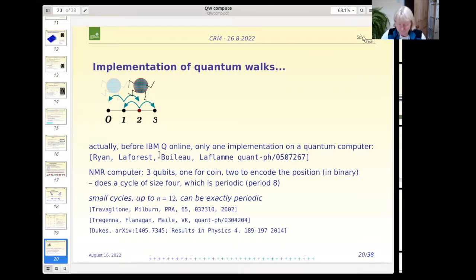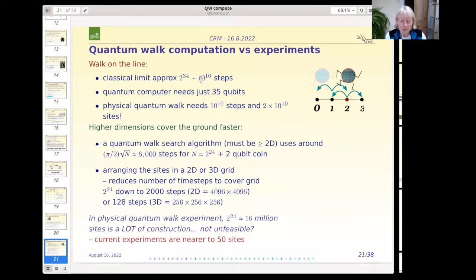So let's look, if we're building bigger quantum computers or bigger quantum walk experiments, let's compare quantum and classical. This is the ultimate test of have we got a useful quantum walk implementation from the point of view of building a computer. So if we do a walk on the line, the classical limit, if you really push it and use lots and lots of parallel processing, you might get 2 to the 34, which is 10 to the 10 steps, which is an enormous number.